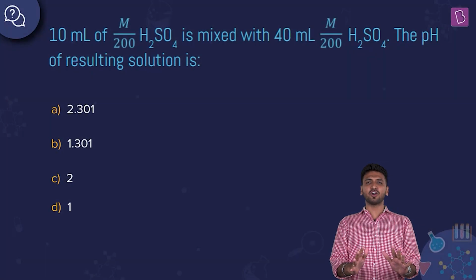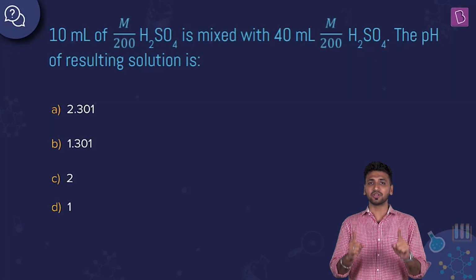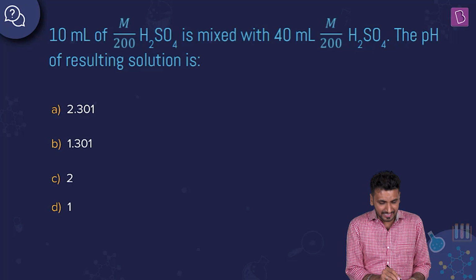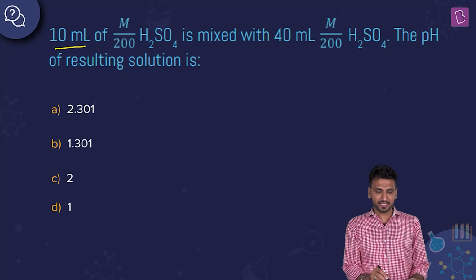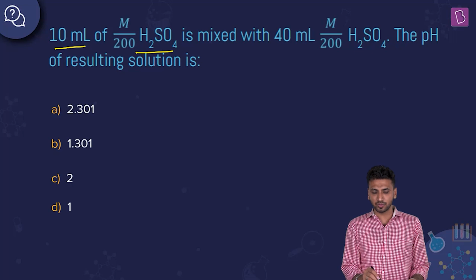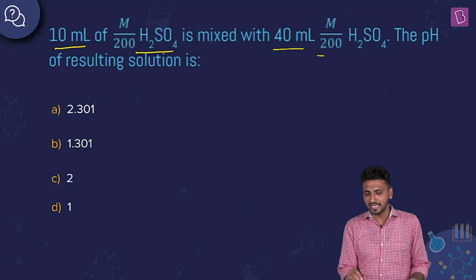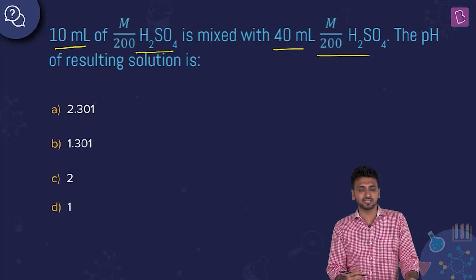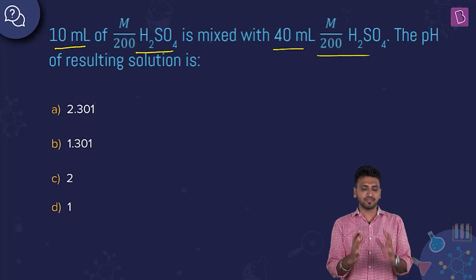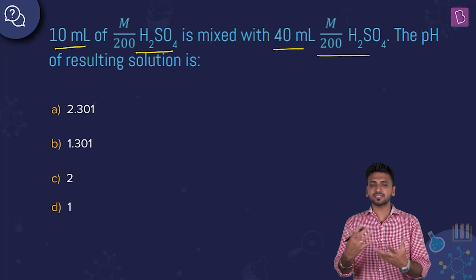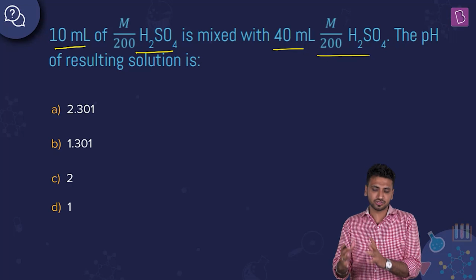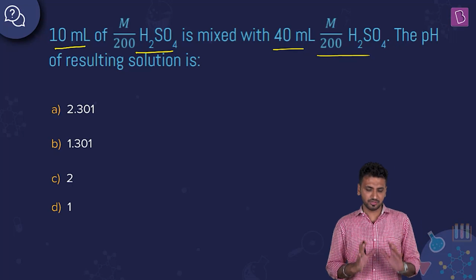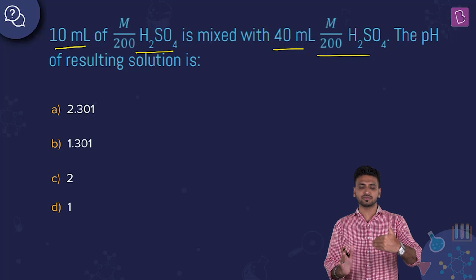Here we have a question on mixing of acids, and we are going to solve it together, right? The question says 10 ml of M by 200 H2SO4 is mixed with 40 ml of M by 200 H2SO4. Both the acids are same. So the pH of the resulting solution is, you have to find the concentration of H plus in the final solution mixture, and then apply the negative of logarithm, and then the pH will come. This is going to be the course of the question.